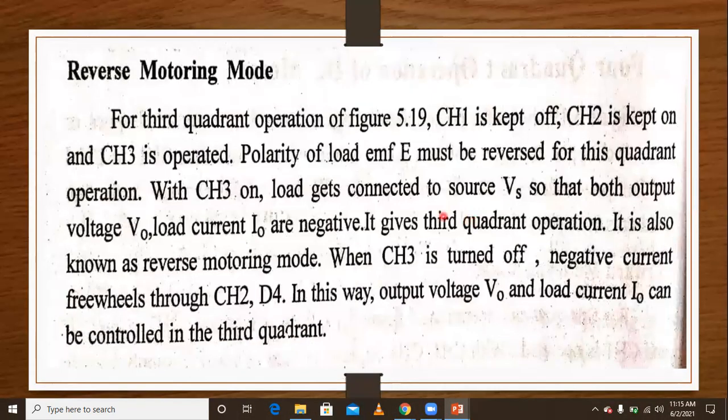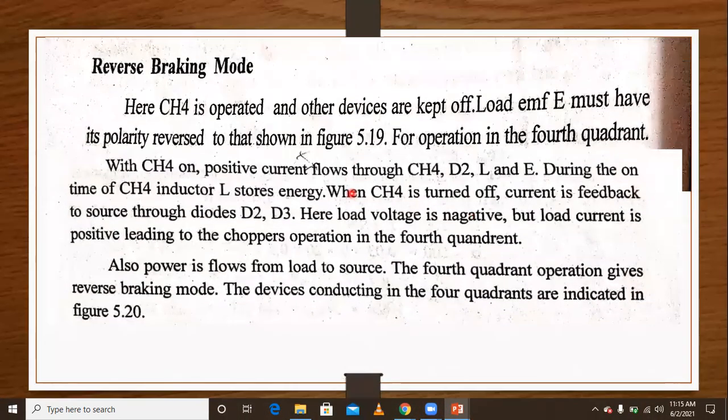Understood? Reverse motoring mode, reverse braking mode. In this reverse braking mode, CH4 is operated first and the other devices are kept off, and the load EMF must be of reverse polarity. So in 4-quadrant operation, first CH4 is on. Positive current flows through CH4 and D2, and that is called freewheeling. Am I right?